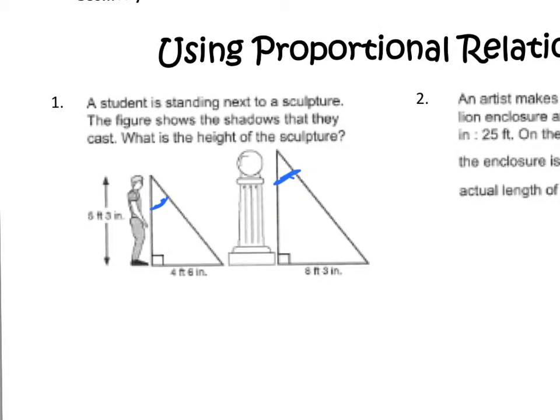proportional. So if we convert this, and that should be 5 feet 3 inches, if we're converting that to inches, we would have 63 inches. And if we were converting 4 feet 8, and actually I think it's 4 feet 6 inches, we would convert that to 54 inches. And 8 feet 3 inches would be 99 inches. So we want to know how tall the statue is, which is this x value.